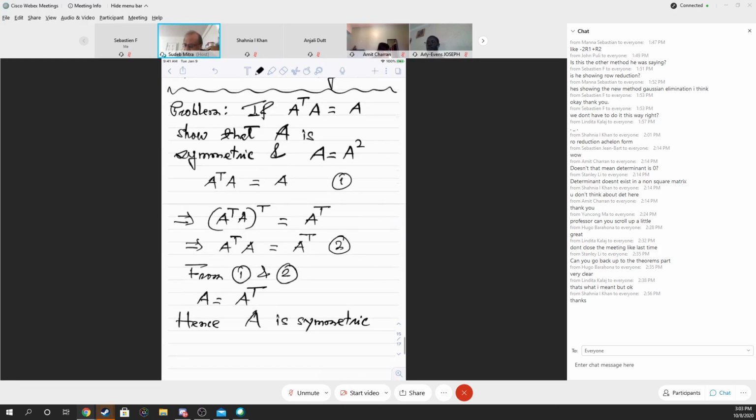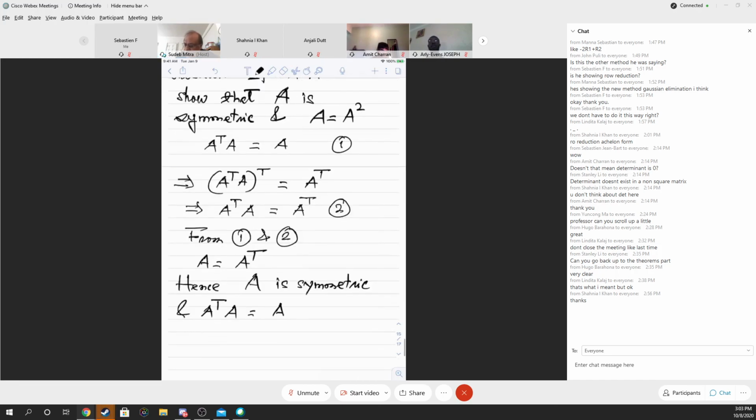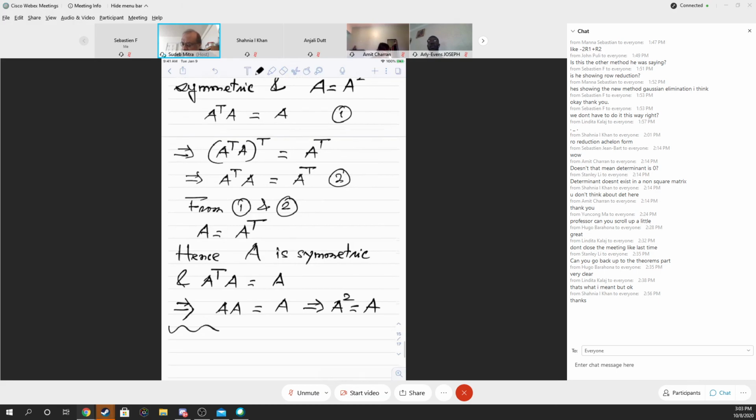And A transpose A equal to A will imply A transpose is A, so A times A is A. That implies A squared is A. Proved. Okay, so that's basically it.